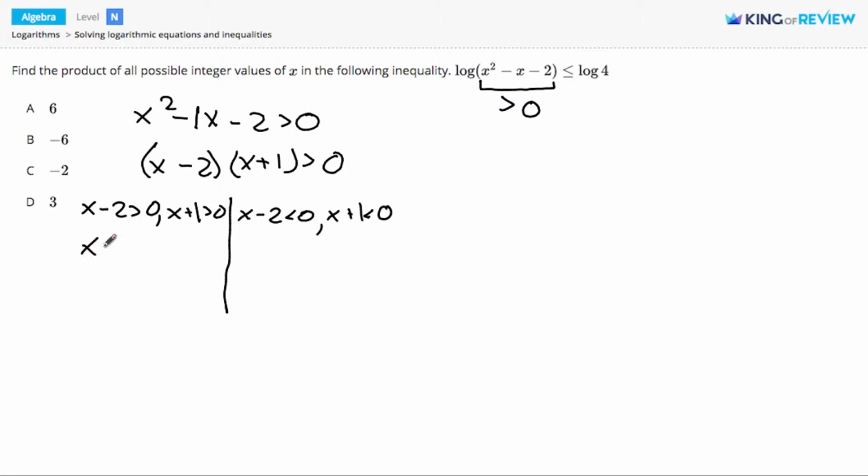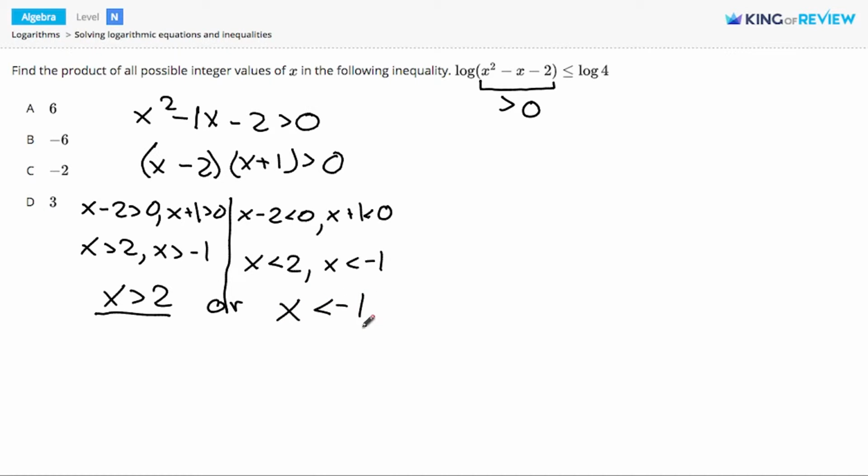Solving these inequalities, we get x is greater than 2 and x is greater than negative 1, and x is less than 2 and x is less than negative 1. On the left side, if x is greater than 2, x is certainly also greater than negative 1, so all we need here is x is greater than 2. Or, on the right side, if x is less than negative 1, it's certainly also less than 2. So we just need x is less than negative 1.